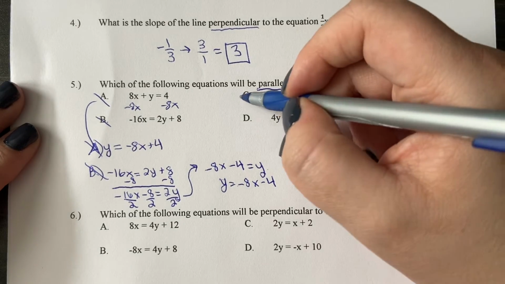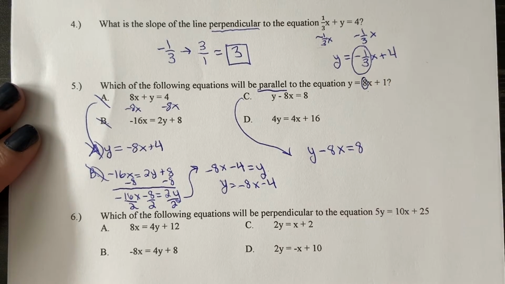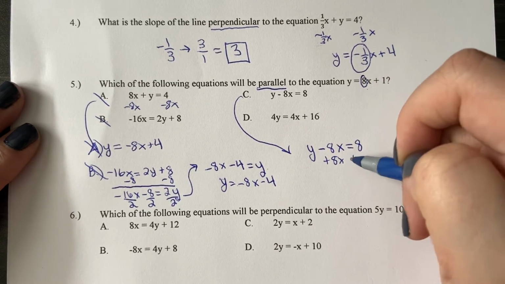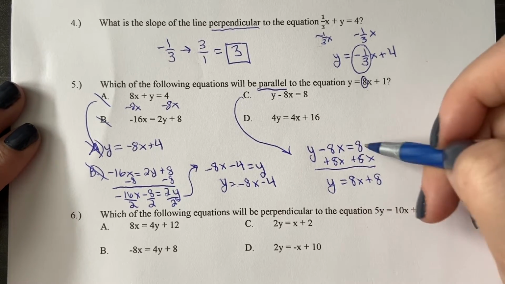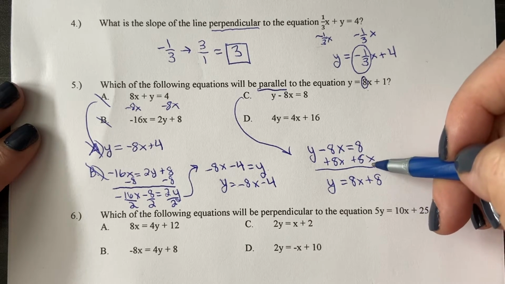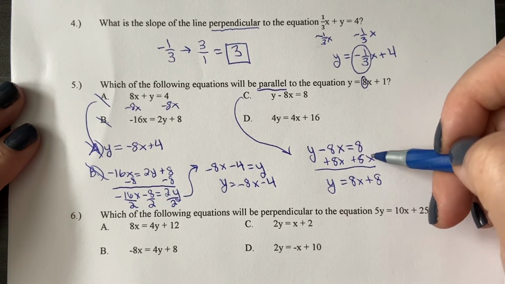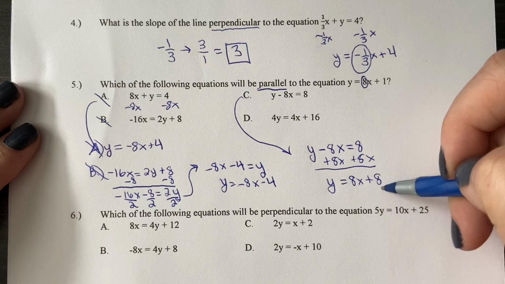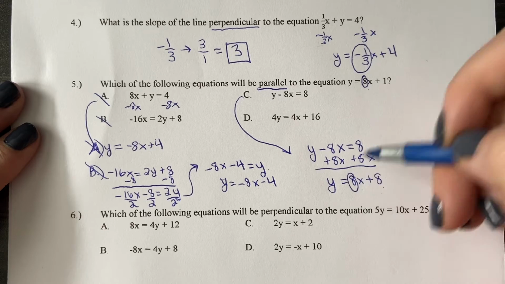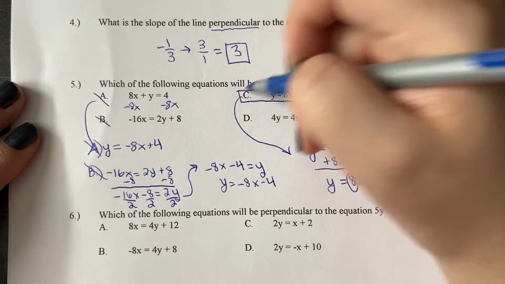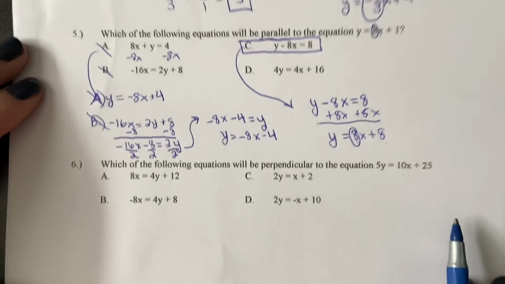Now if we look at C, we have y minus 8x equals 8. Solving that for y, I would add 8x on both sides, and I would have y is equal to 8x plus 8. Remember, you cannot add these two terms together and tell me they're 16x. In order for it to be 16x, you would have to have 8x plus 8x, which it's not. They're two separate types of terms. One has an x, one's a constant. So choice C is going to be my answer because it ends up having an 8 for a slope, and we wanted parallel.